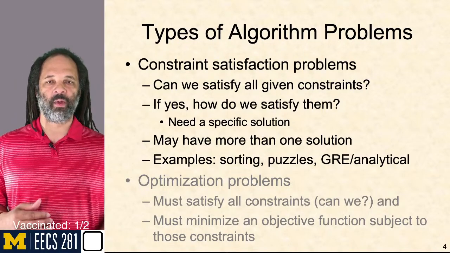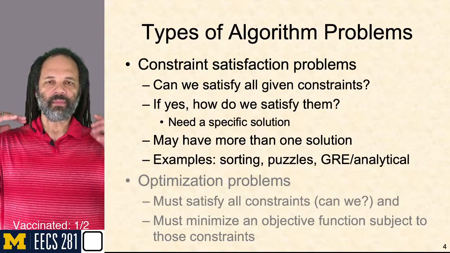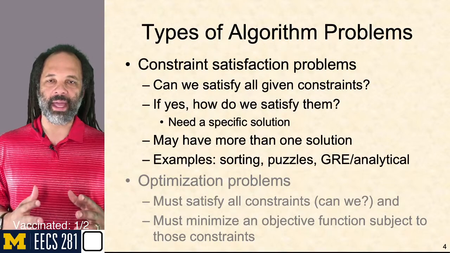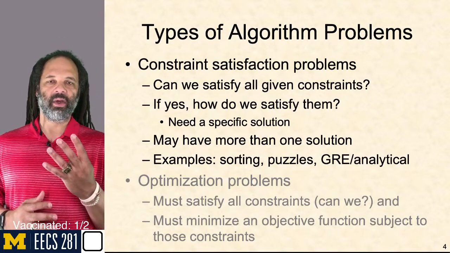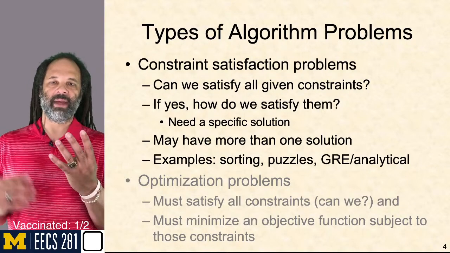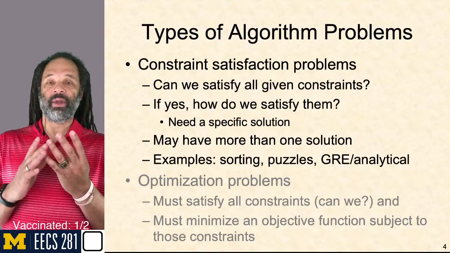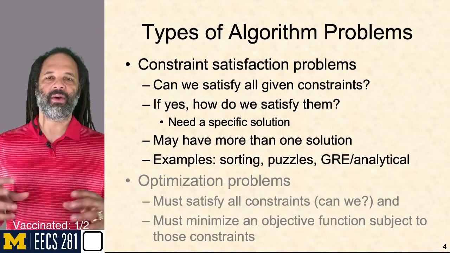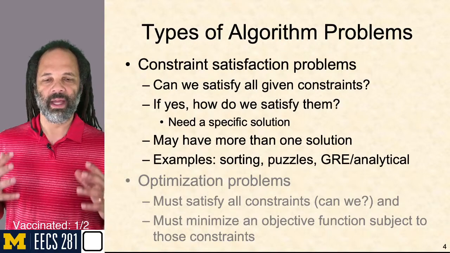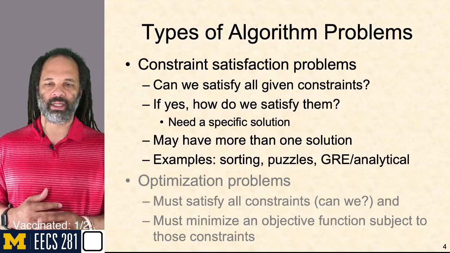Oftentimes these have more than one solution, and you can think pretty easily of, even if there's only one way to color a particular map with 4 colors, you could easily just cycle those colors and make the reds blue and the blues red, and that would give you a different map coloring, even though it's not realistically unique. But there is the possibility of more than one solution in many of these constraint satisfaction problems.